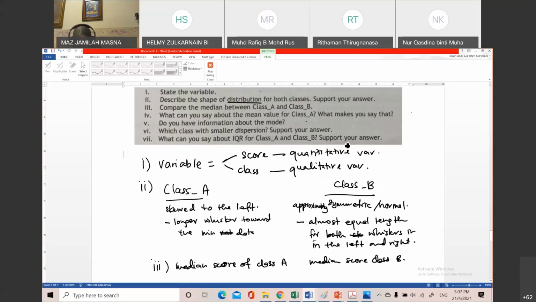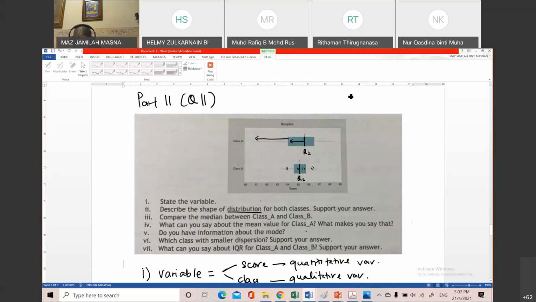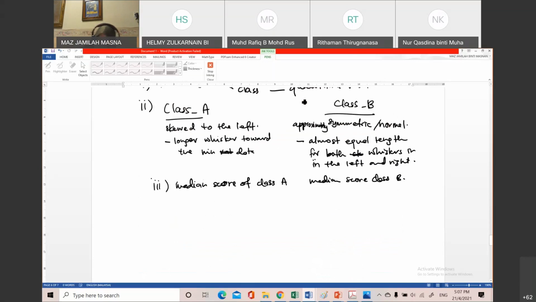So does that mean class A is better or class B is better, based on the median? Which one is better, class A or class B? A. Why A? Because the score is larger. So in terms of median score, A is better than B.